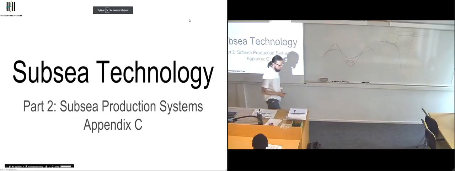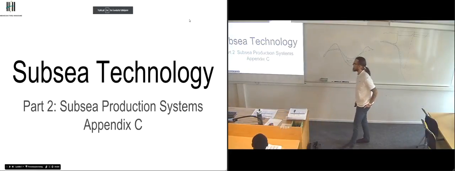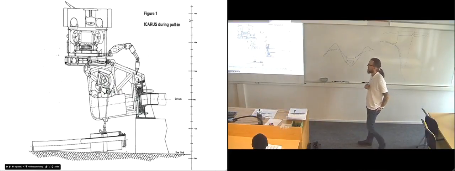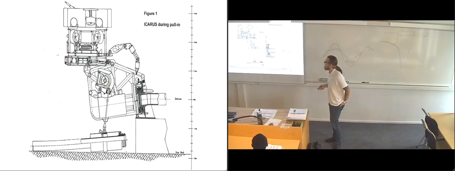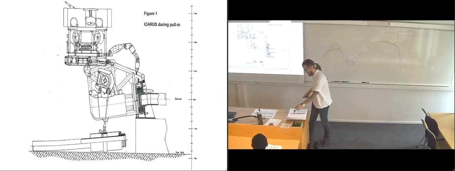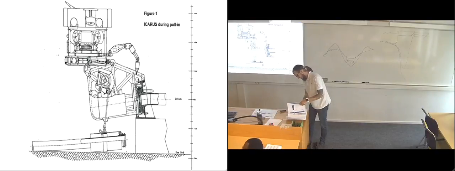So then we're moving on to Appendix C, which is the Icarus pull-in, or tie-in, or what they call it. So it's a pull-in and connection system.